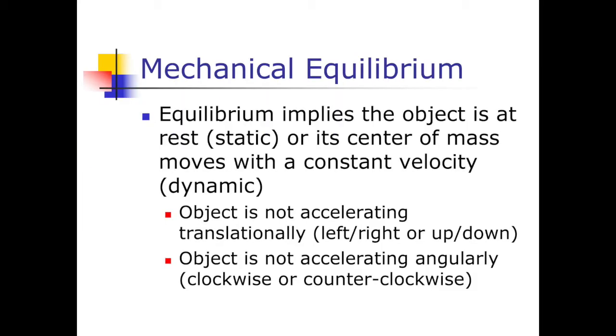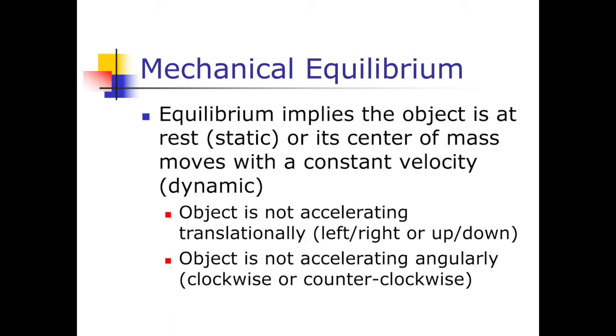So when we speak of mechanical equilibrium, the first thing to recognize is it doesn't have to be stationary. The key statement to be made about equilibrium in physics is the idea that it's not accelerating. So we could either have the center of mass being static or stationary, or we could have it moving at a constant velocity so long as the net force on it is equal to zero.